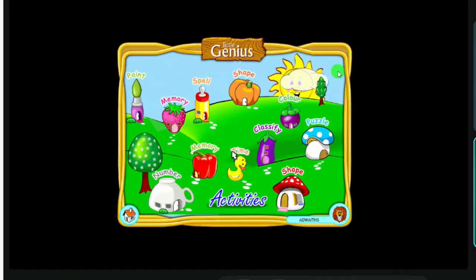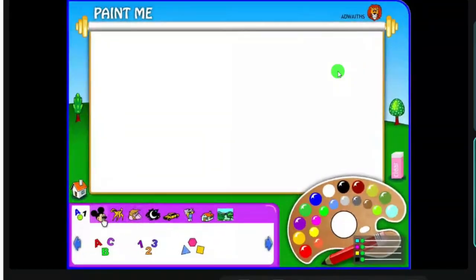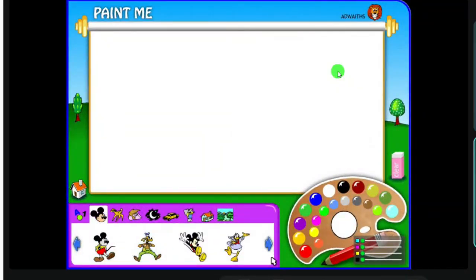Then number, shapes, time, memory, then shapes, spell, and a paint test is there. Here you can click any of them. But when you click, many pictures will come like this. You select one.